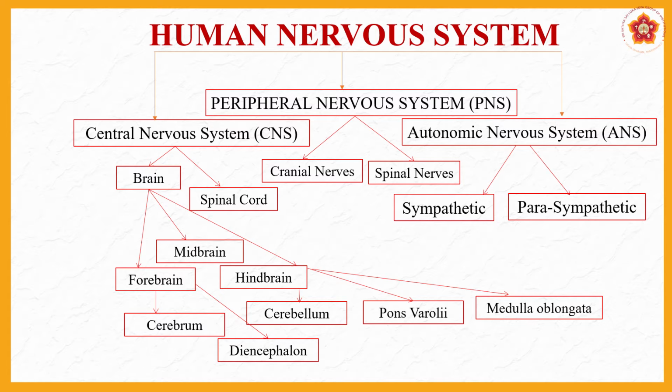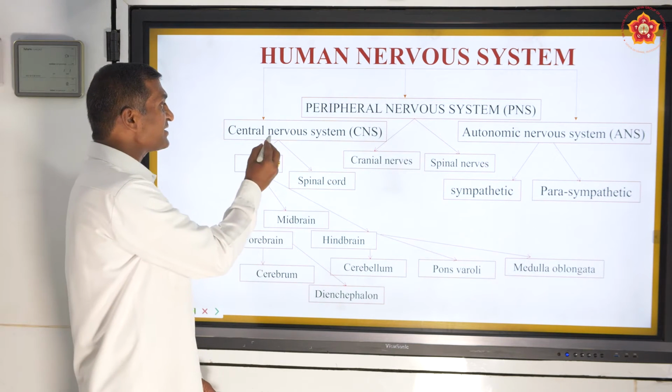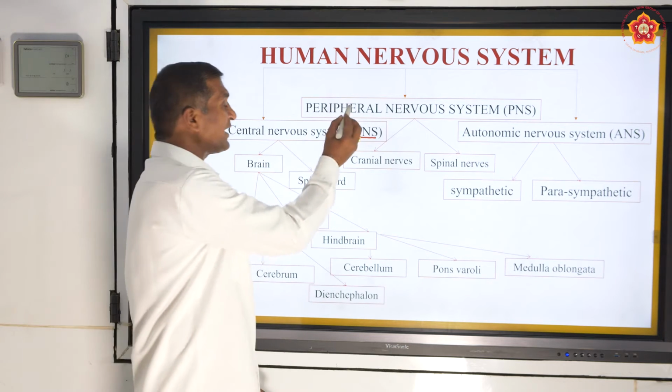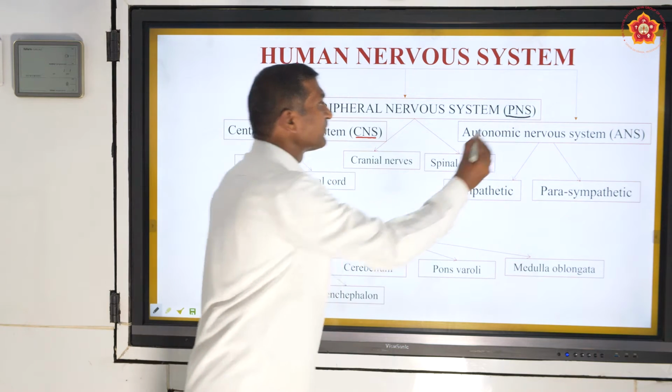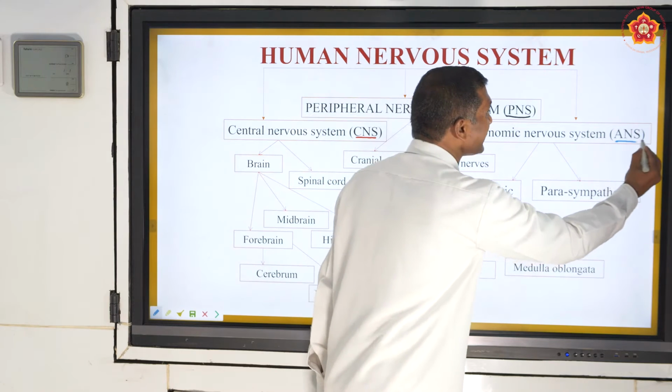The whole human nervous system, for our better understanding, we have divided into 3 subdivisions: the central nervous system called CNS, the peripheral nervous system which we call PNS, and the autonomic nervous system which we call ANS.